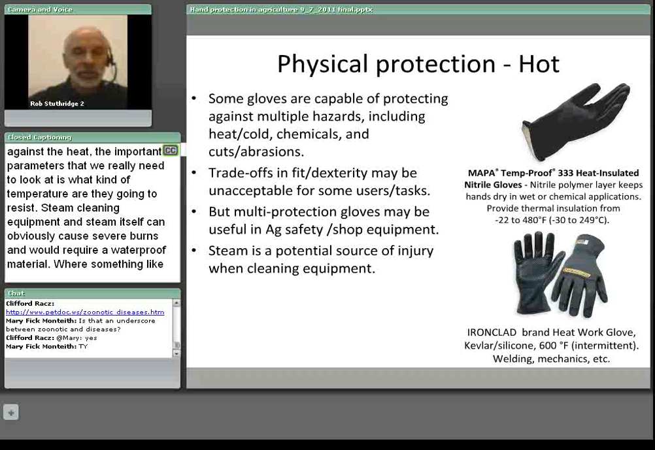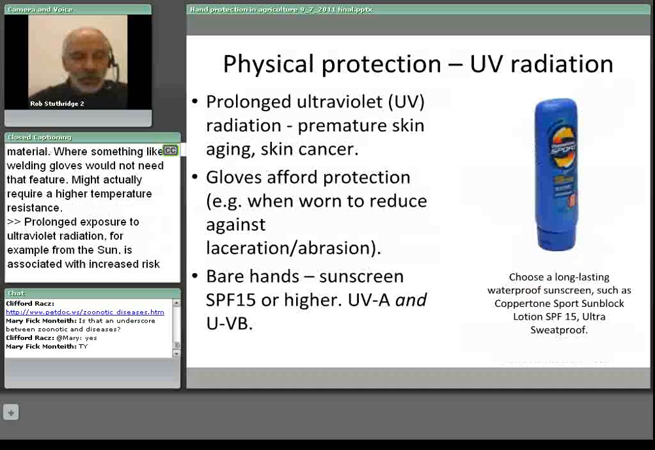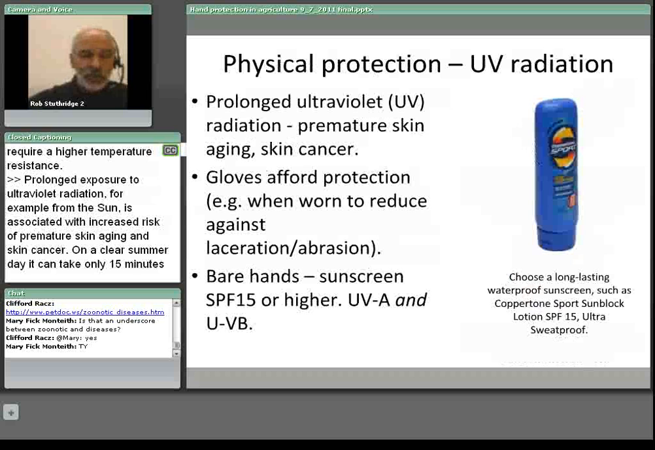Prolonged exposure to ultraviolet radiation, for example from the sun, is associated with increased risk of premature skin aging and skin cancer. At noon on a clear summer day, it can take only 15 minutes to cause sunburn on unprotected fair skin. A sun protection factor of 15 or higher is suggested for skin exposed in that way. And the sunscreen should be effective in filtering both UVA and UVB rays. This information would be found on product packaging.